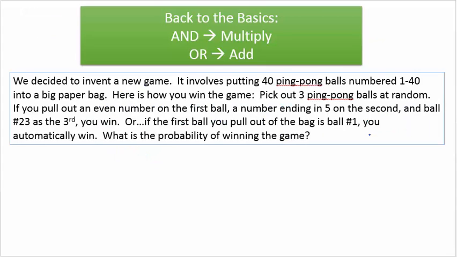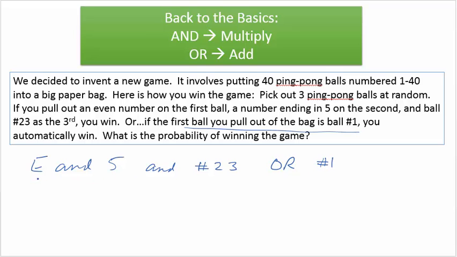Alright, let's say they decided to invent a new game. It involves putting 40 ping pong balls numbered 1 to 40 into a big paper bag. Here's how you win the game. Pick out 3 ping pong balls at random. If you pull out an even number on the first ball, and then a number ending in 5 on the second, and then the number 23 is your third one, that's how you can win. Or if the first ball you pull out is ball number 1, you also win.